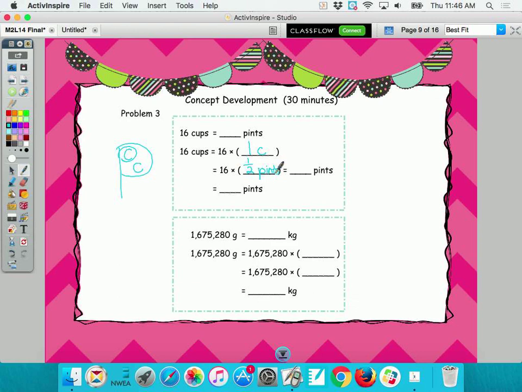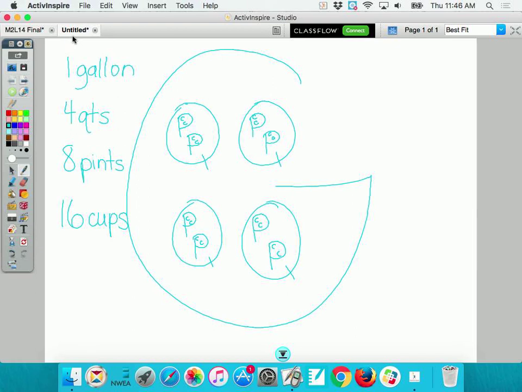And then I multiply 16 times 1/2. So I have how many pints? 16 halves. And 16 divided by 2 equals 8. Now let's go back and look. Is that right? Do I have 8 pints in 16 cups? Yes, I do. Okay.